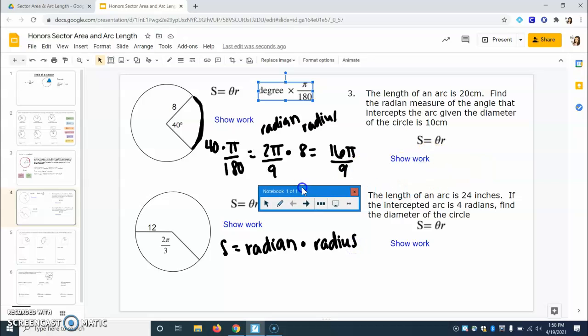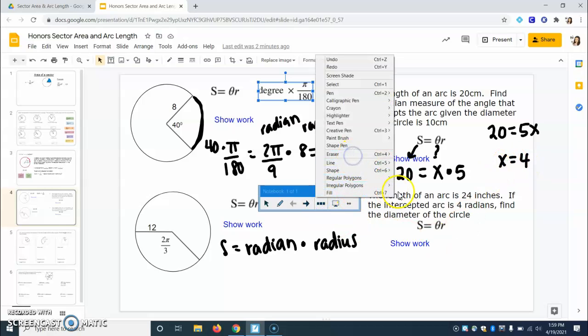For 3 and 4, you're kind of working backwards. The arc length is 20, so that's what S stands for. Find the radian measure, so that means I don't know my radian. Given the diameter is 10, well, my formula needs the radius. So if the diameter is 10, the radius is 5. So that's just a simple equation. Just solve that equation for x, and that is your radian measure. So 4 radians, and that's it.